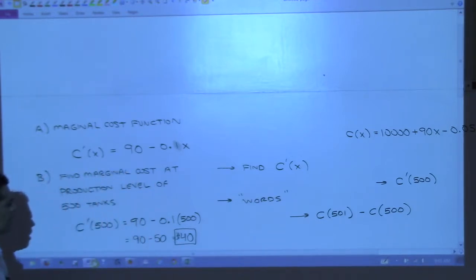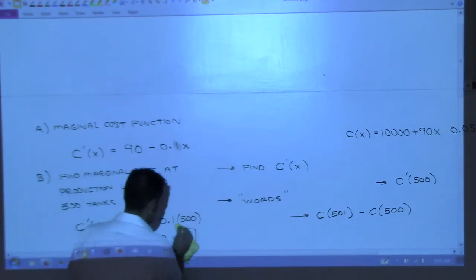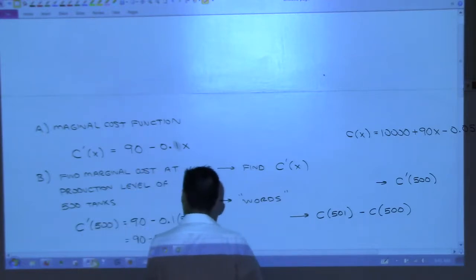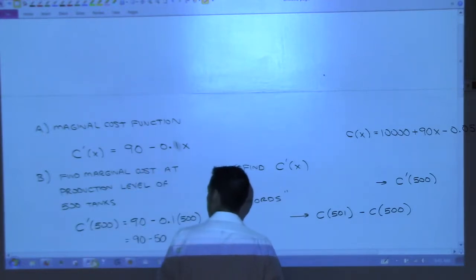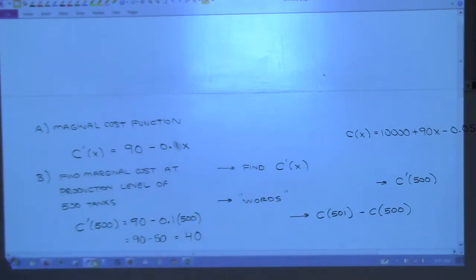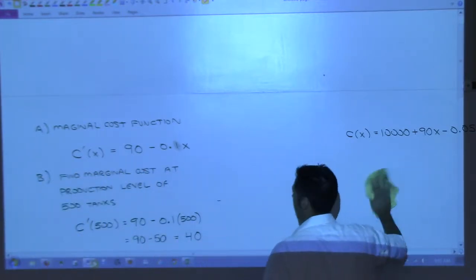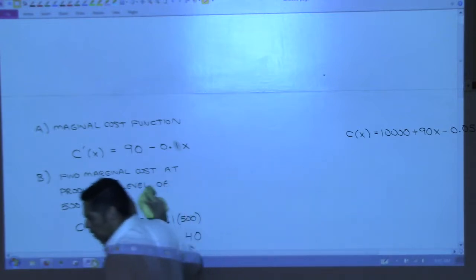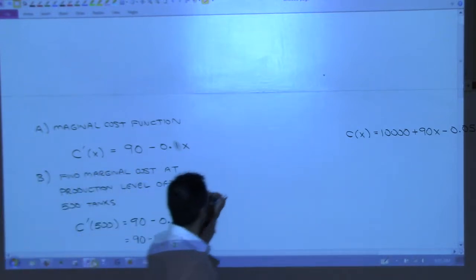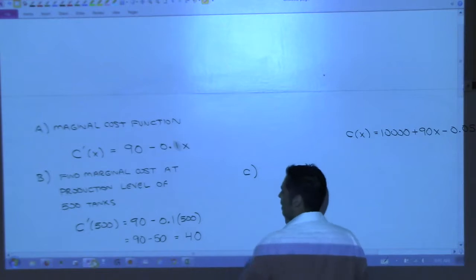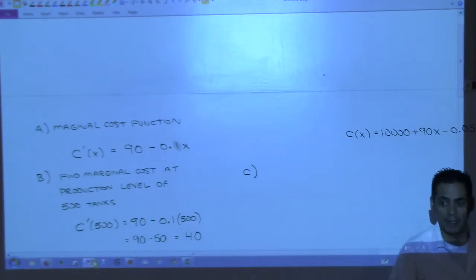So I put $40. Hold on, I didn't mean to put dollars. I meant to wait on that. Hold on. 40. All right, any questions there? All right. Part C is to interpret the results. Interpret these results from part B. So for part C, do we have any idea what this number 40 means?